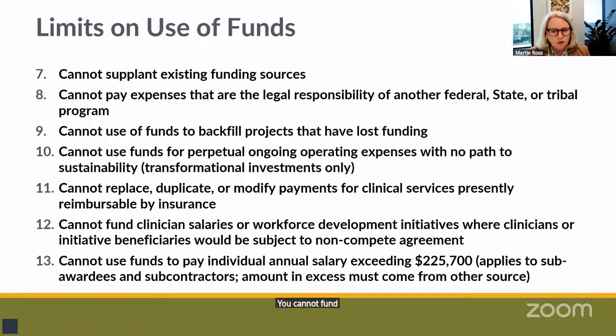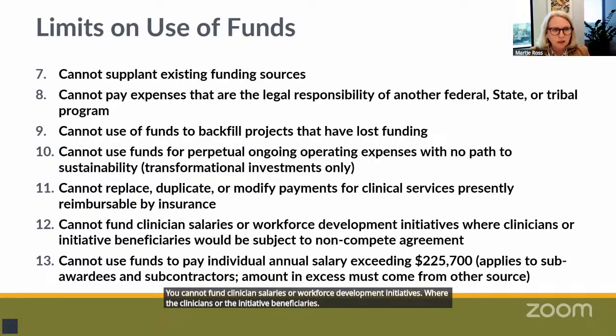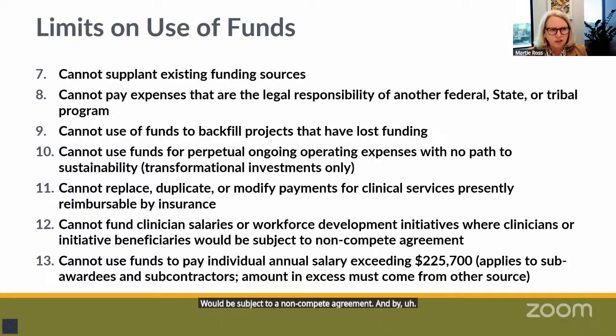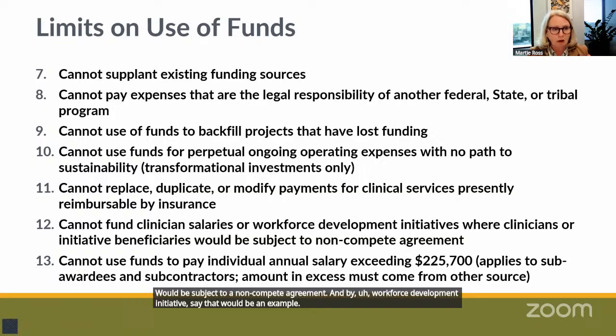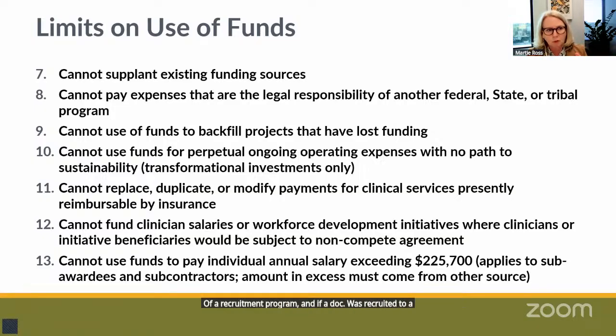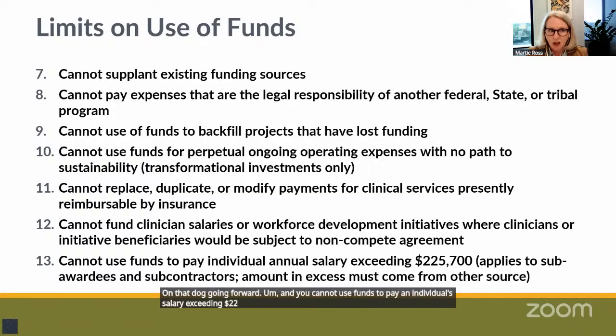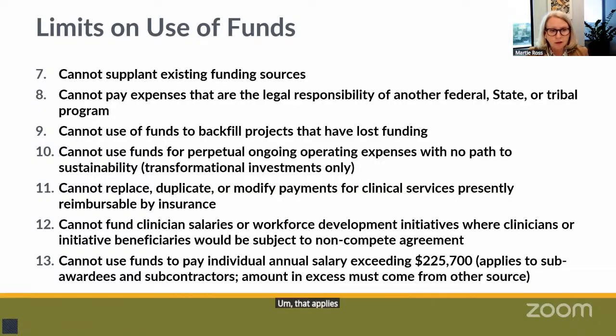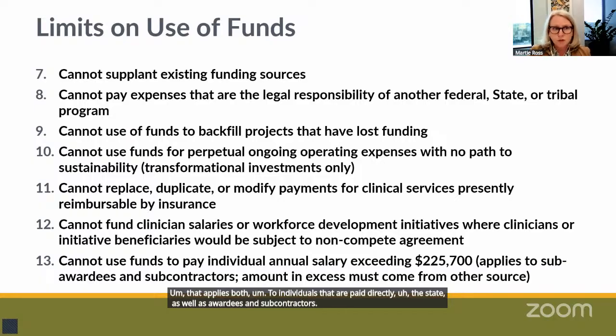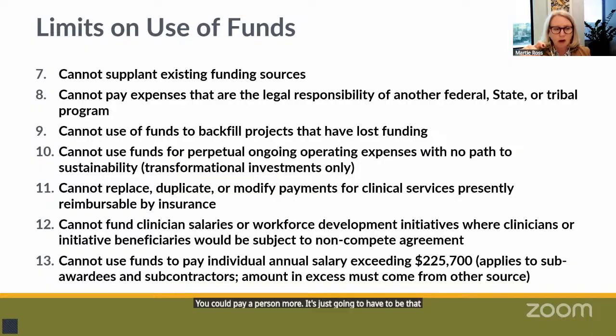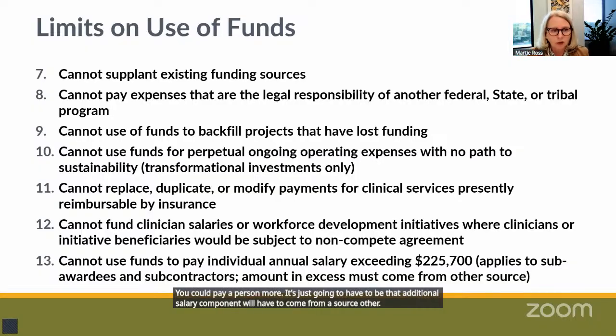You cannot fund clinician salaries or workforce development initiatives where the clinicians or the initiative beneficiaries would be subject to a non-compete agreement. And by a workforce development initiative, say that would be an example of a recruitment program. And if a doc was recruited to a community through that recruitment program, the employer for that doctor could not impose a non-compete on that doc going forward. And you cannot use funds to pay an individual salary exceeding $225,700. That's the federal limit. That applies both to individuals that are paid directly, the state, as well as awardees and subcontractors. You could pay a person more. It's just going to have to be that additional salary component will have to come from a source other than the Rural Health Transformation Funds.